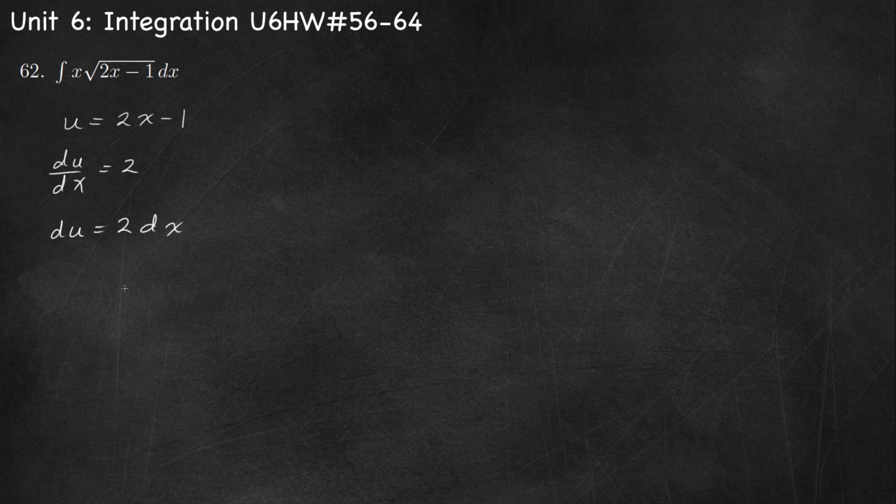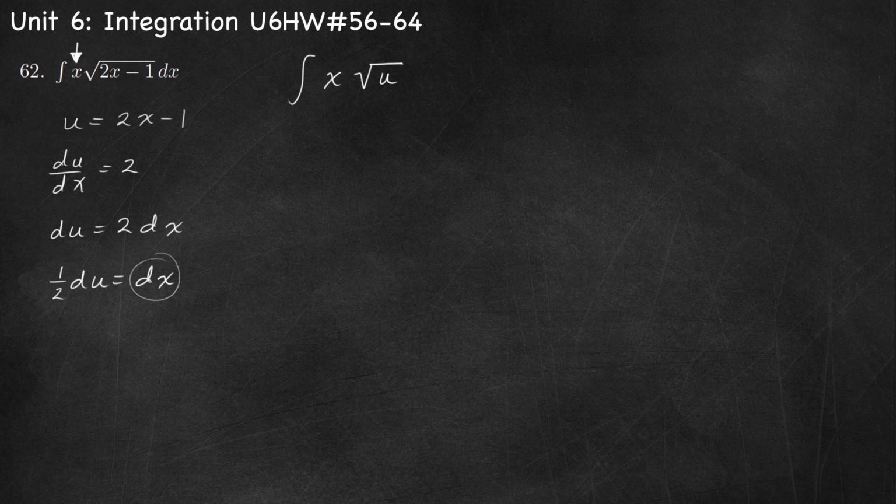And it looks like we're going to run into a problem with this x right here. My du is only 2 times dx. It's not x times dx or 2x times dx. It's just 2 times dx. So when we go to make our substitution, that x is still hanging out there. We've got x and then the square root of u and then dx. And dx, if I divide both sides by 2, 1/2 du equals dx.